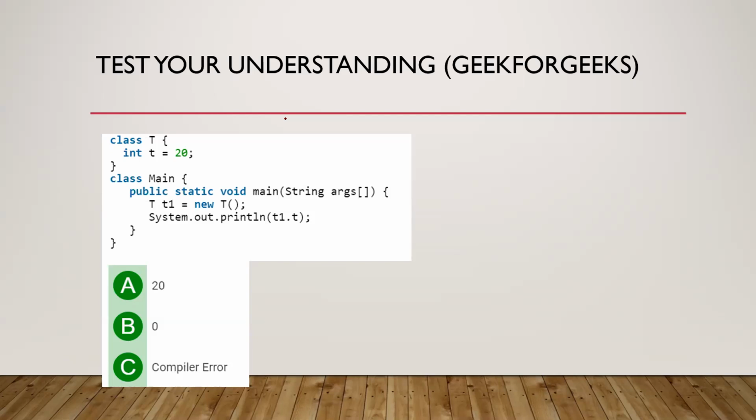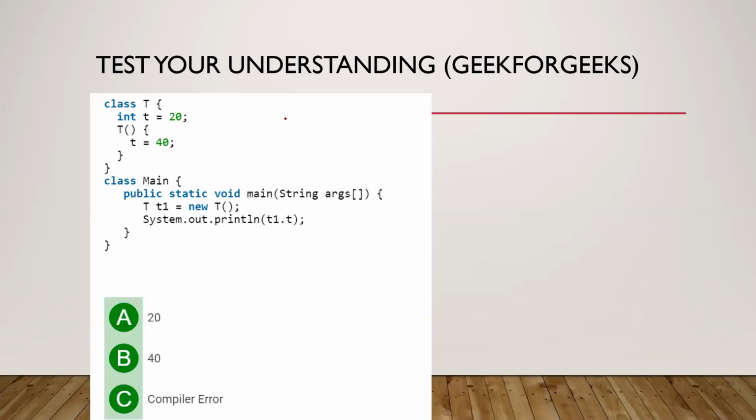So the value will be 20. Let's look at another example. Now you have a constructor, and the constructor has a value of t equal to 40. But here, as you have created your own constructor and are doing some initialization, it is not your default constructor, right? Your 40 will supersede the value of 20. Okay, is it clear?